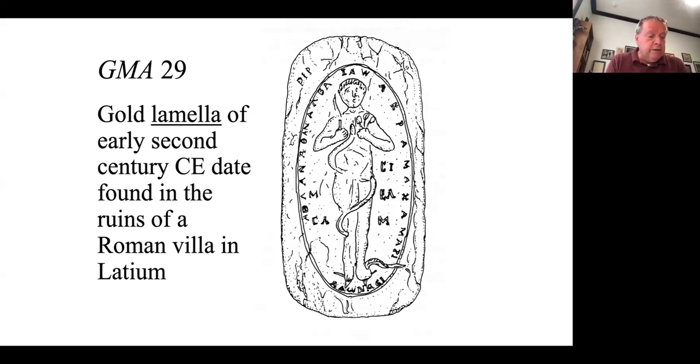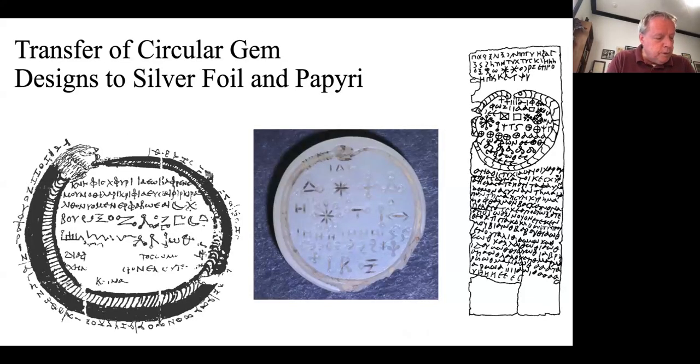This image, I argued, is not just a representation of a man and a snake, but rather it is a representation of an oval object, indeed a magical gem, engraved with a man and a snake and some magical names. Such transfers are even more numerous in the case of circular designs like these.